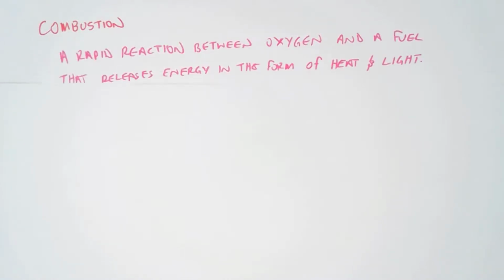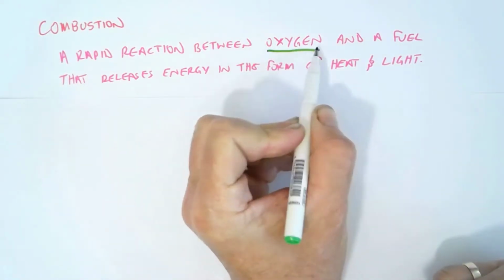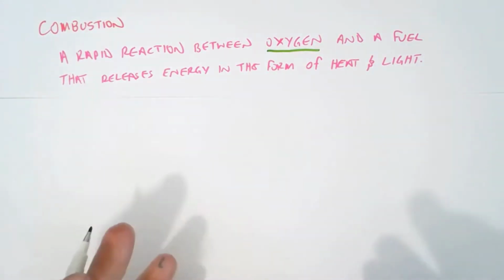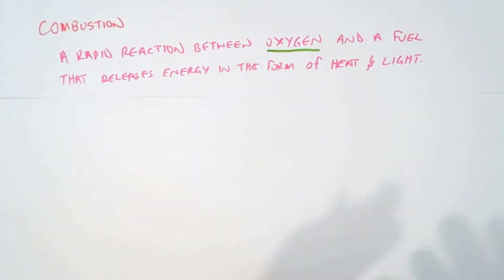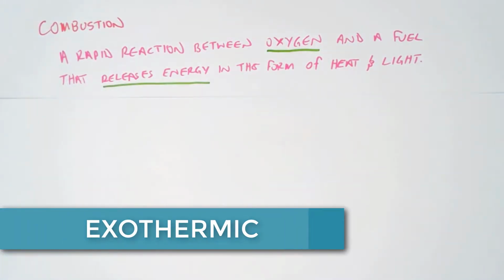Combustion is a type of reaction between oxygen and a fuel that releases energy in the form of heat and light. What's important about a combustion reaction is that it always involves oxygen. Now the fuel can be all sorts of different types. It could be a fossil fuel, it could be sugar within the body in cellular respiration, it could be the combustion of a metal. But importantly, oxygen is always involved. And it releases energy, so that means it's an exothermic reaction.